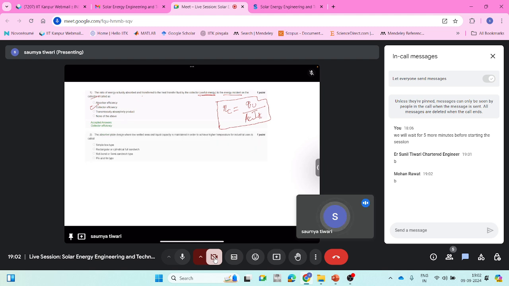Now, the second question is: the absorber plate design where low wetted area and liquid capacity is maintained in order to achieve higher temperature for industrial use is called, which type of absorber plate design is this particular thing.